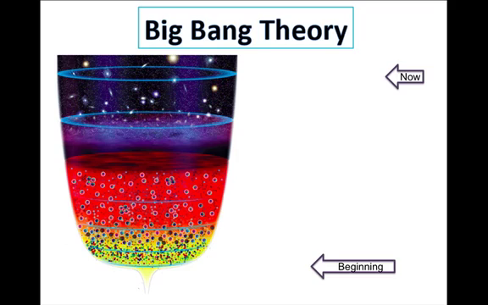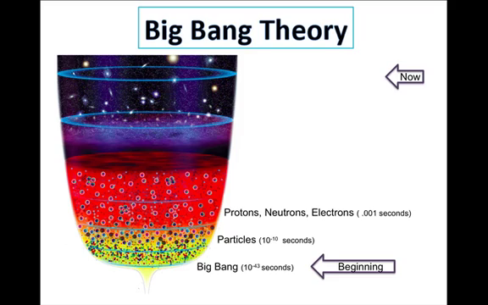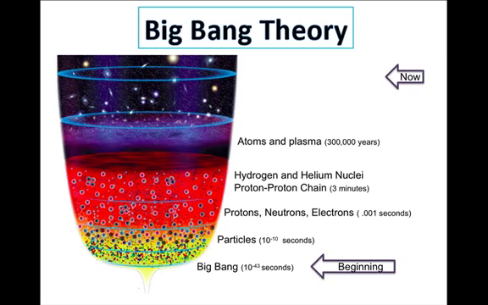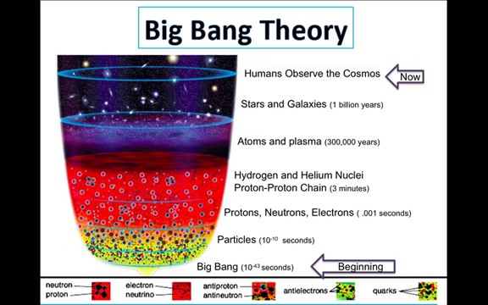Here is a depiction of the Big Bang Theory. In 10 to the power of negative 43 seconds, there was an initial high temperature and inflation state. In practically what it takes to blink your eyes, particles were forming at 10 to the power of negative 10 seconds. Next, protons, neutrons, and helium nuclei developed along with the proton-proton chain by 3 minutes. Following this, atoms and plasma were formed over 300,000 years. Stars and galaxies took 1 billion years to form, and now humans observe the cosmos almost 15 billion years later.